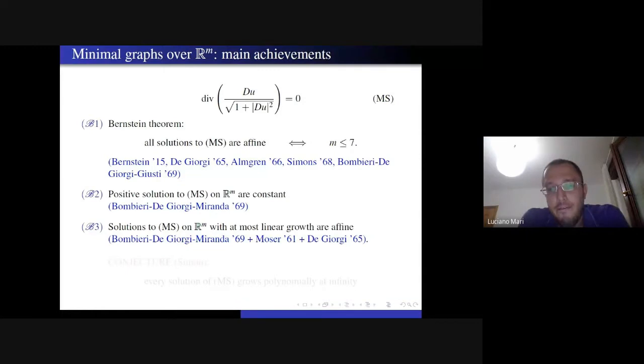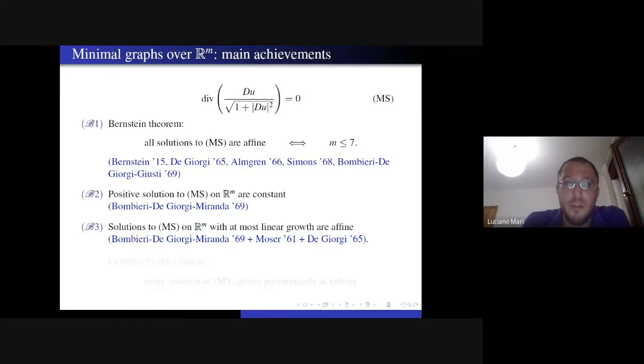What happens if the graph is constrained? If the graph is positive, then actually positive graphs are constant in any dimension, not only in dimension at most 7. Okay, solutions are affine. That means they are an affine function that gives rise to hyperplanes in Euclidean space. Okay, concerning Bernstein 1. And also, the second result is due to Bombieri, De Giorgi, and Miranda.